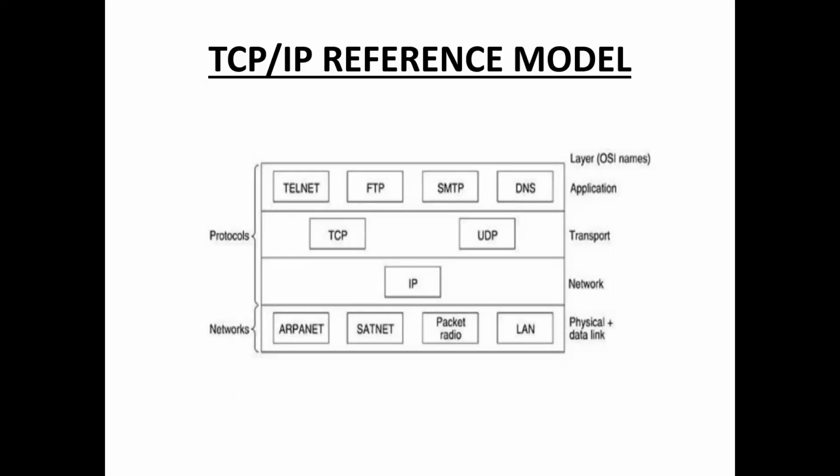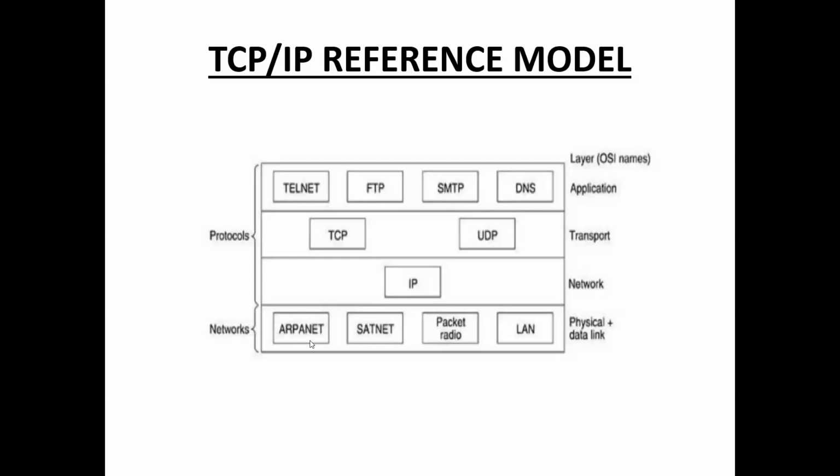So the different protocols present in the application layer in the TCP/IP reference model are FTP, file transfer protocol, which is used for transmitting the files from one computer to another computer. Next, simple mail transfer protocol, used to send the data to an email address. Next, domain name system, which maps the name to the address. These are the different protocols in the application layer in the TCP/IP reference model.